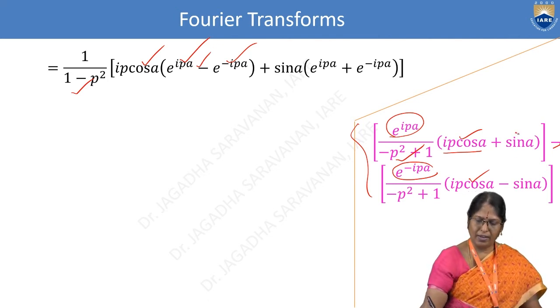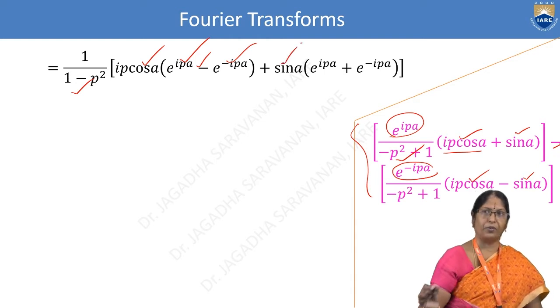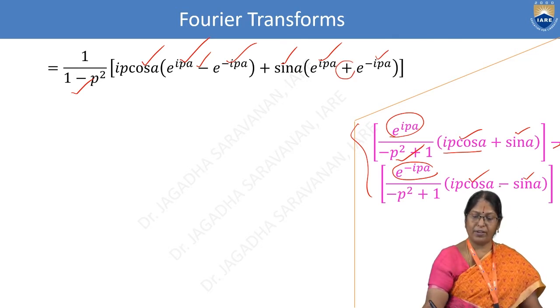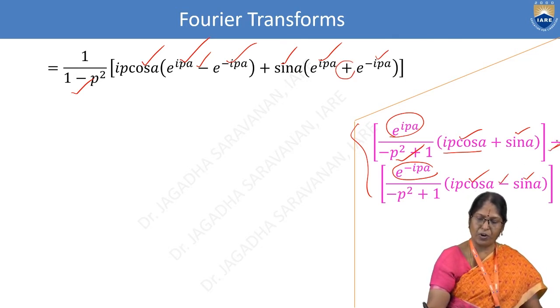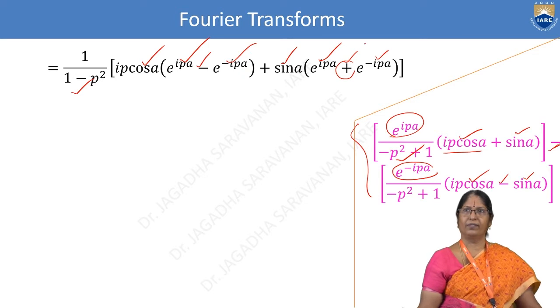Next, here sin A is common, so it is kept here. So sin A into e power i p A, and here sin A e power minus i p A. But here minus is there. How has it become plus? We should not forget that outside there is one minus. Both minus into minus becomes plus.